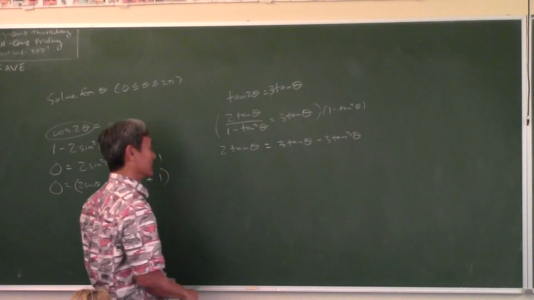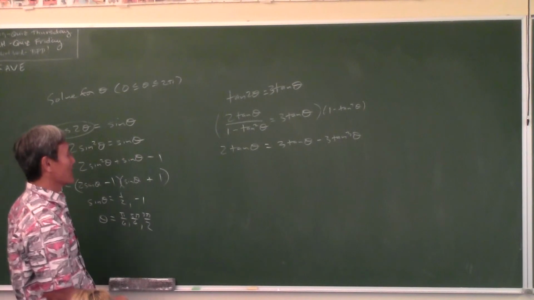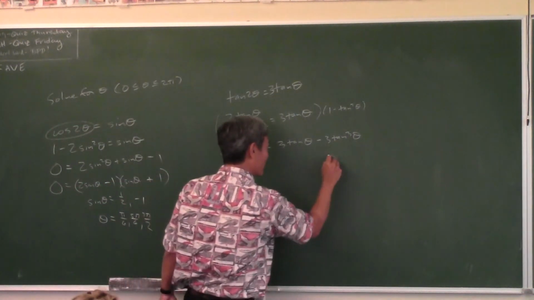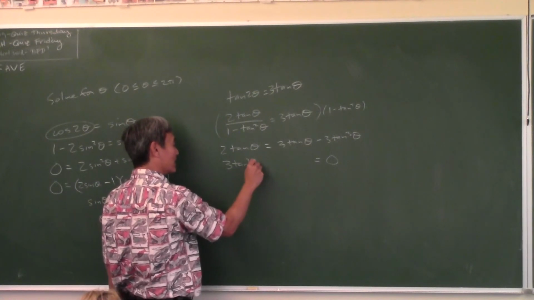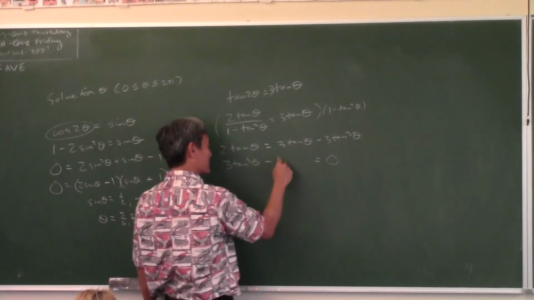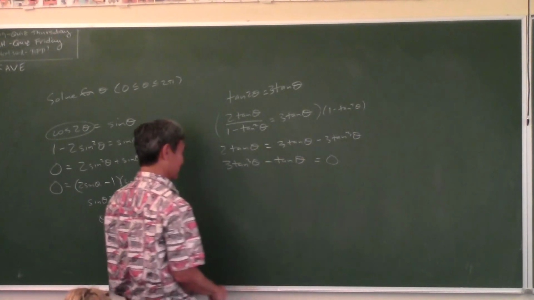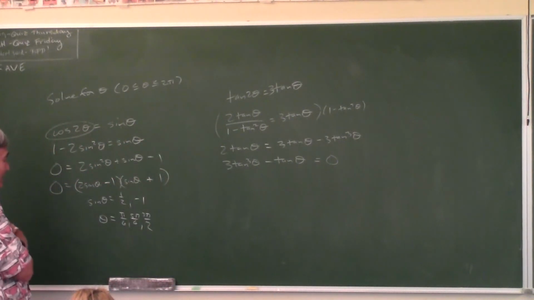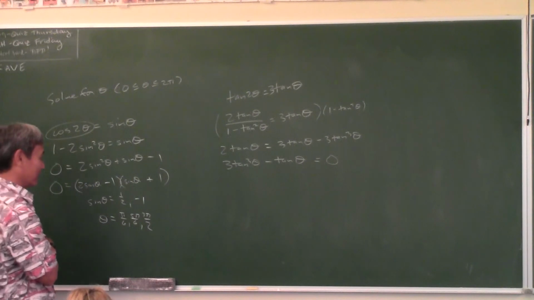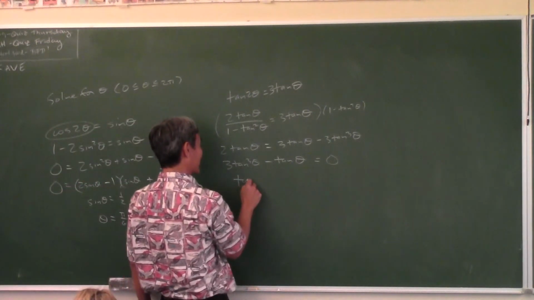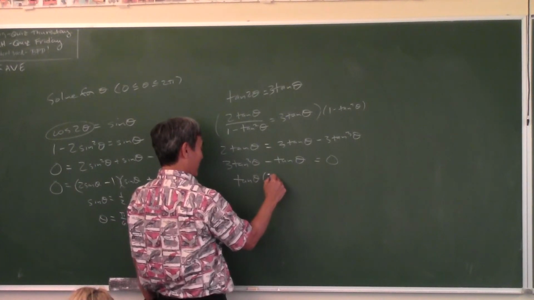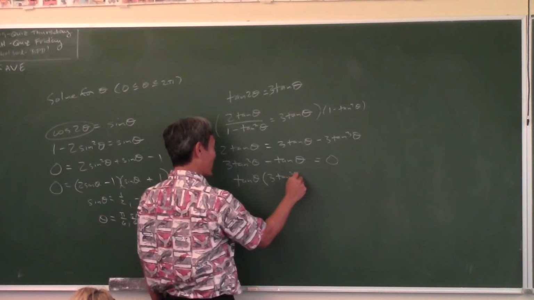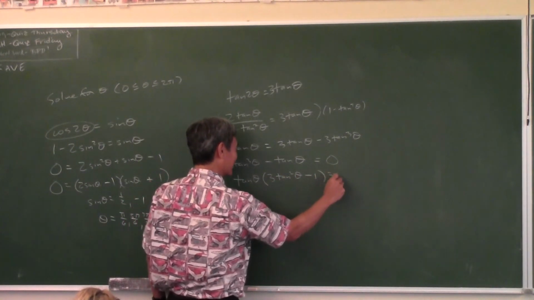Oh yeah, this is going to come up. So again, making one side 0, you get 3 tangent cubed theta minus 3 tangent theta, so minus tangent theta. Okay, now how do I solve an equation like this? Is this factorable? Can I factor out anything? Yeah, you can factor out a tangent theta. What's going to be left? 3 tangent squared theta minus 1.